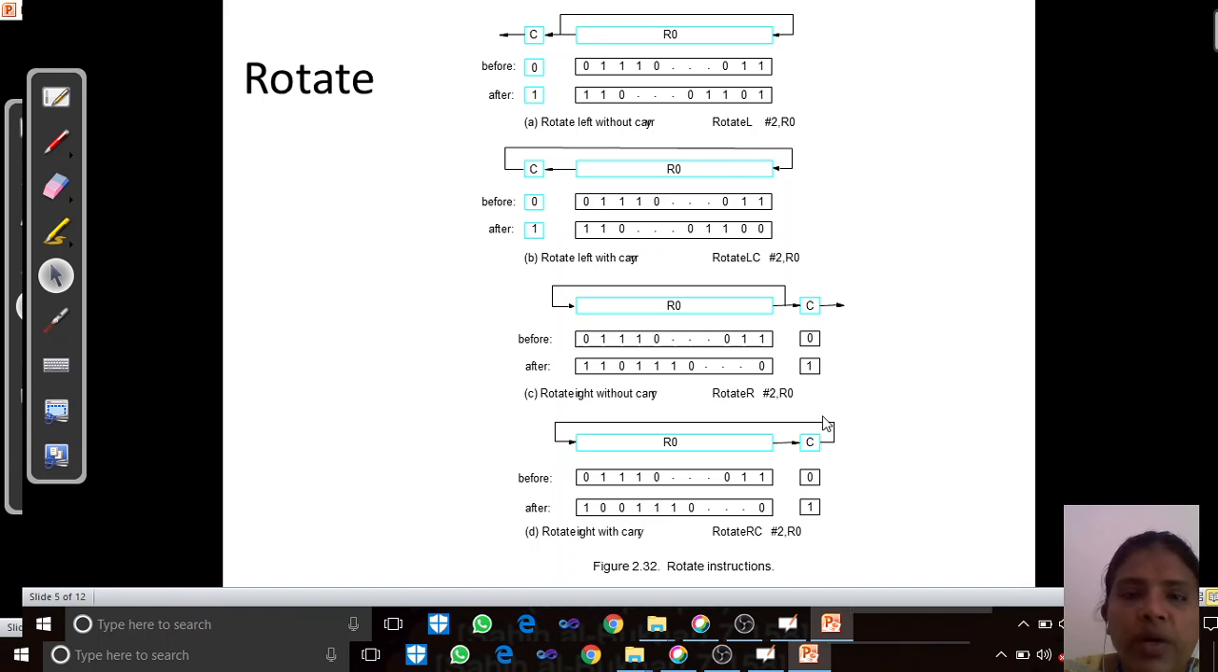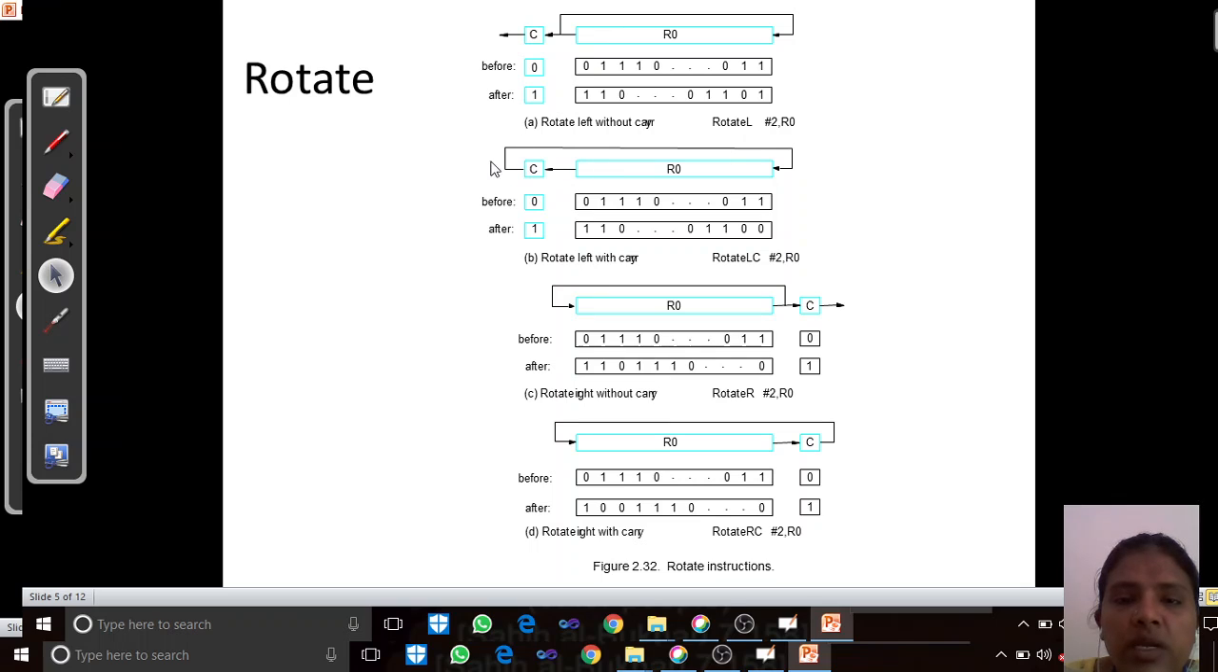Rotate instruction. Rotate L means it is without carry. You don't consider the carry here. Whatever is there, you just rotate it. Here, rotate L immediate 2 to R0 means the contents of R0 are rotated 2 times. One time if you rotate, this 0 will appear here, this 0 will appear here. Another time you rotate, this 1 will come here. 0 and 1 have come into the picture. 110 has come here. So without carry, the bit is going back around.